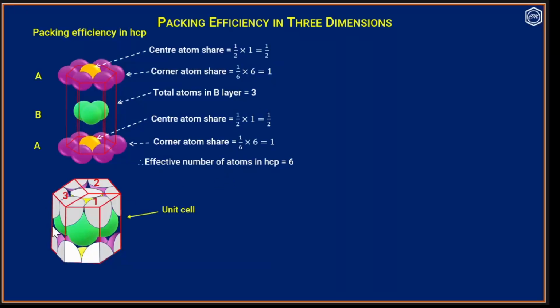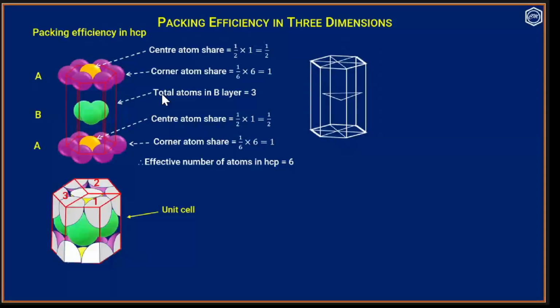And this is the actual portion of the HCP structure, which is imaginary. Here the HCP structure consists of 3 unit cells. These parts are 1/6 part, and this is the half part, and these are the 3 unit cells: 1, 2, 3.